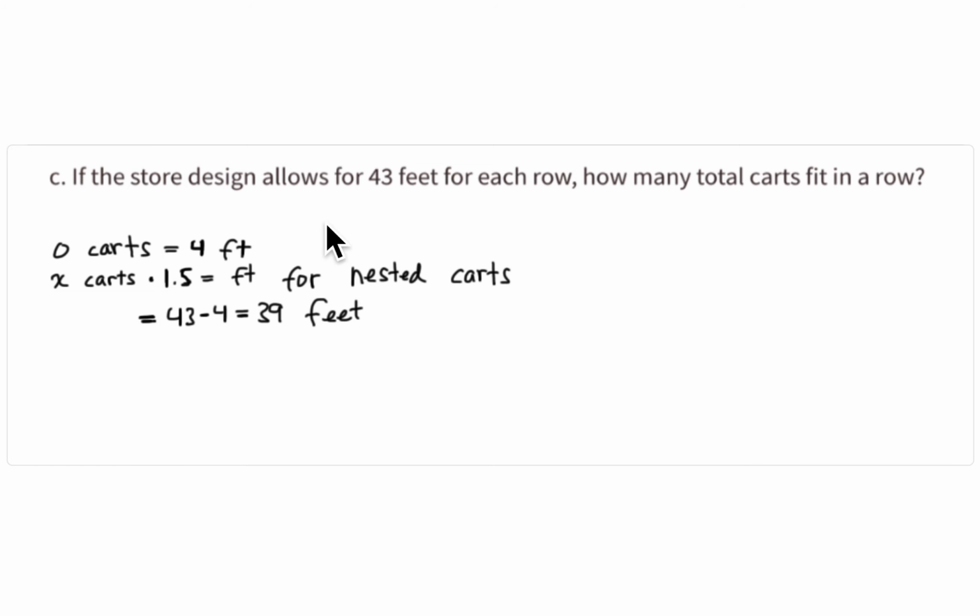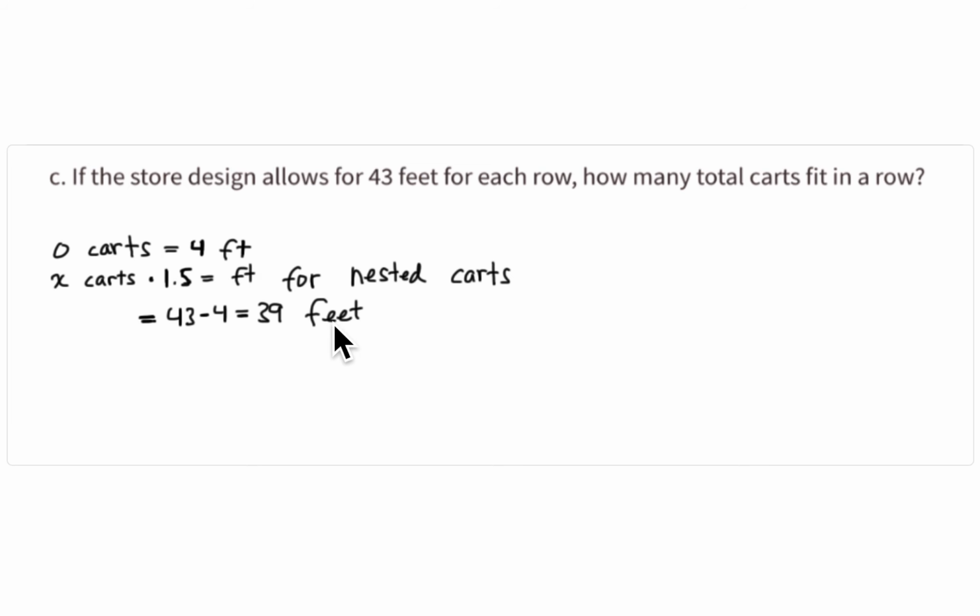The store design allows for 43 feet for each row. How many total carts? Now this is going to be total carts, not just nested carts, but the total number of carts that fit in a row. Well, 0 carts is 4 feet. X carts times 1.5 feet for the nested carts. Well, if I have 43 feet, I need to subtract that 4. So now that gets me at 39 feet. I need to subtract the 4 feet for the beginning cart.